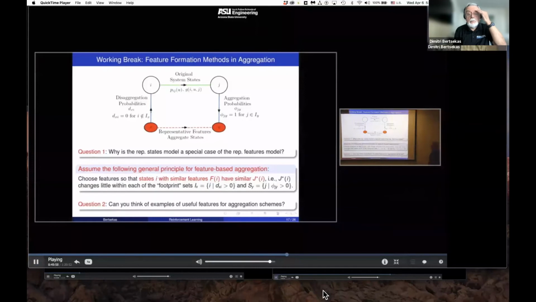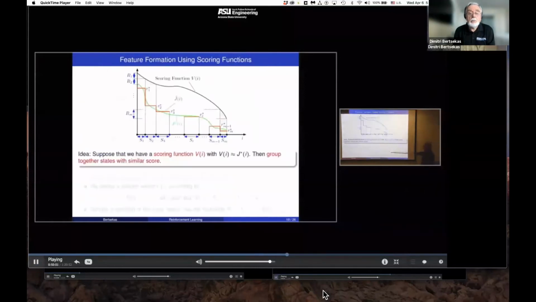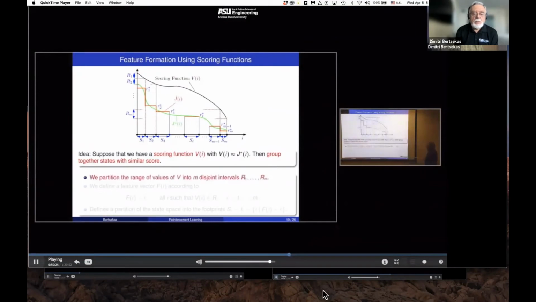Okay, so let me get into examples of feature-based aggregation. Use a scoring function. Suppose you have some kind of a scoring function, V, which approximates J star. Then we can group together states with similar scores and call these sets features. Within which set does your state fall? In particular, we can partition the range of values of V into M disjoint intervals, like what you were saying earlier. So, let's look at this figure.